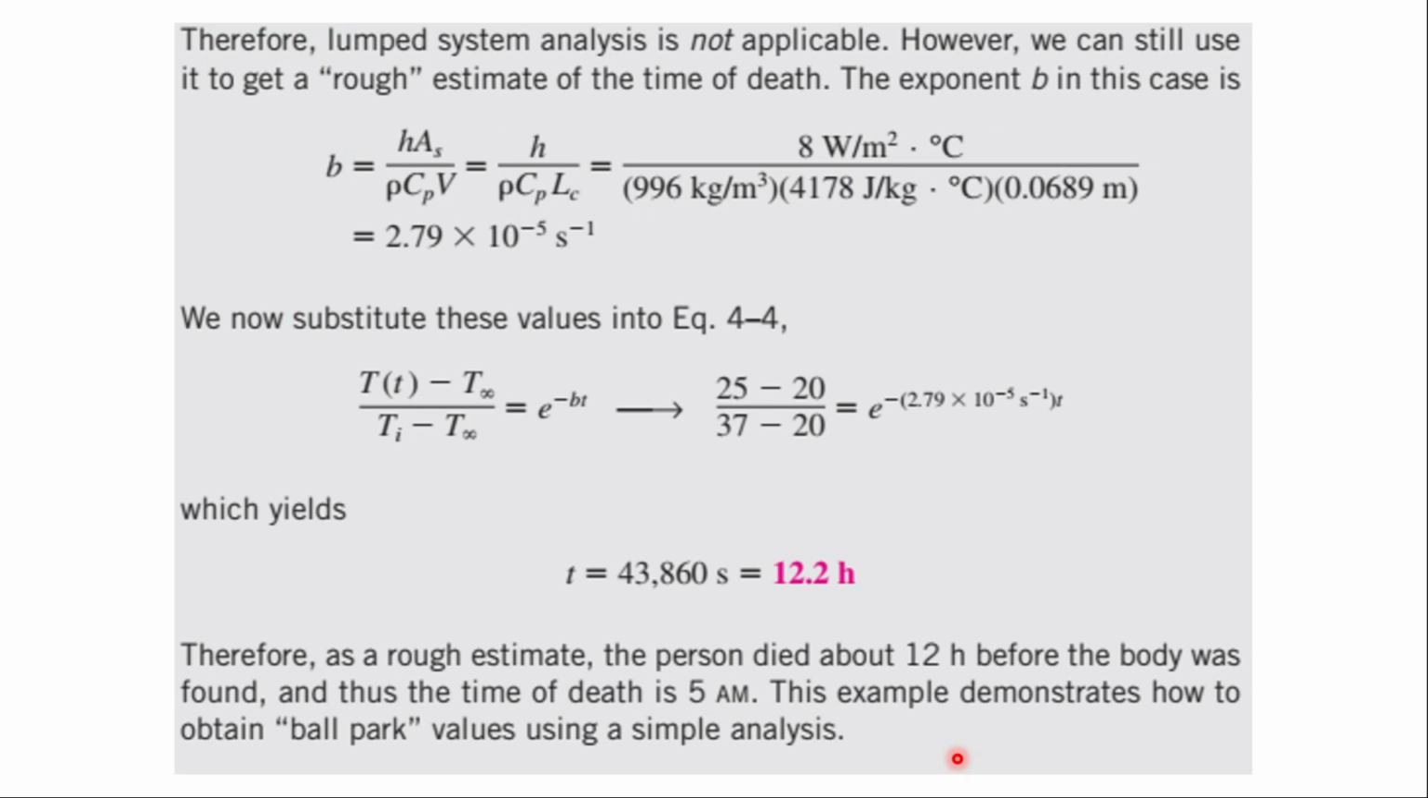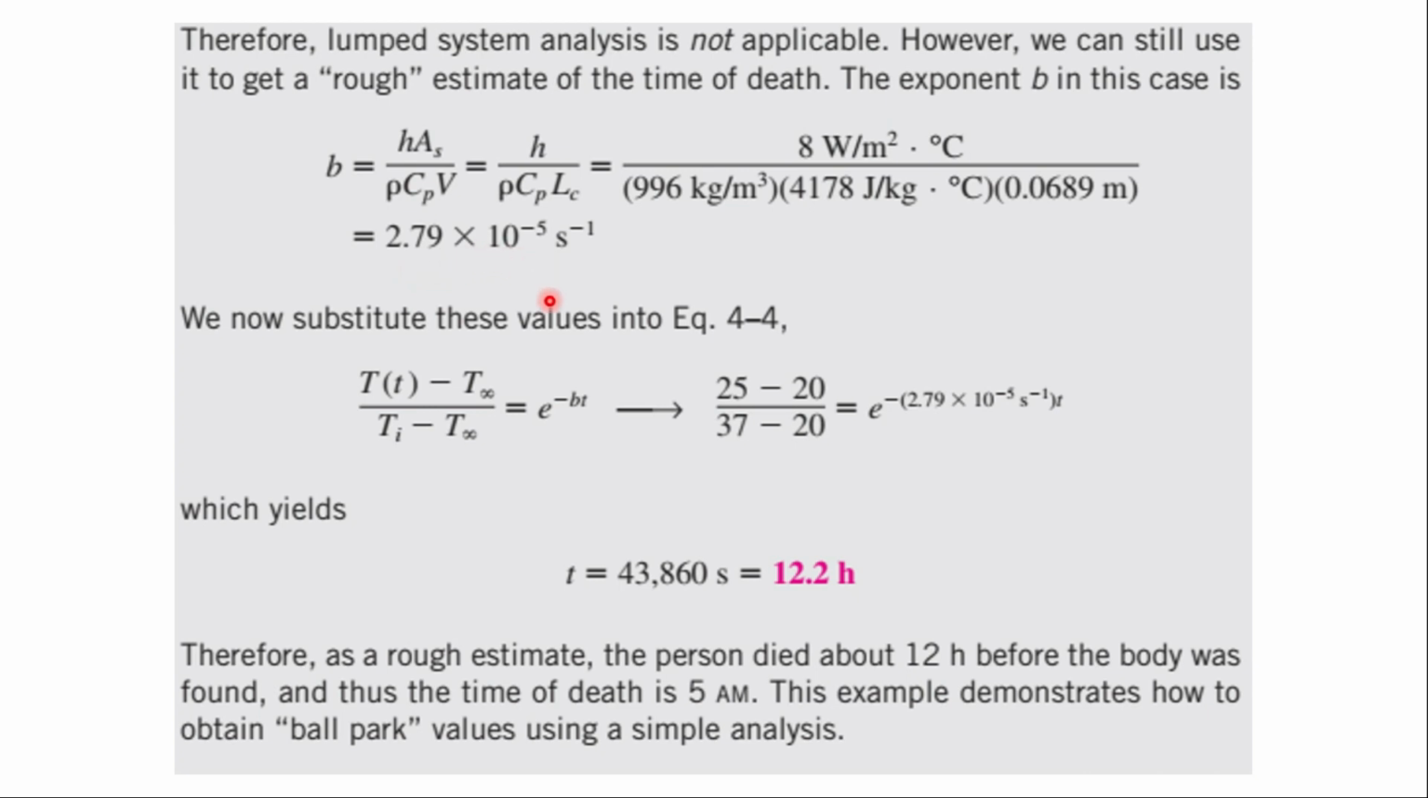Therefore, the lumped system analysis is not applicable. However, we can still use it to get a rough estimate of the time of death. So the exponent B in this formula can be calculated by putting in the values of convective heat transfer coefficient, density, specific heat, and the characteristic length. We have the constant, the exponent B, which is 2.79 times 10 raised to the power minus 5 per second.